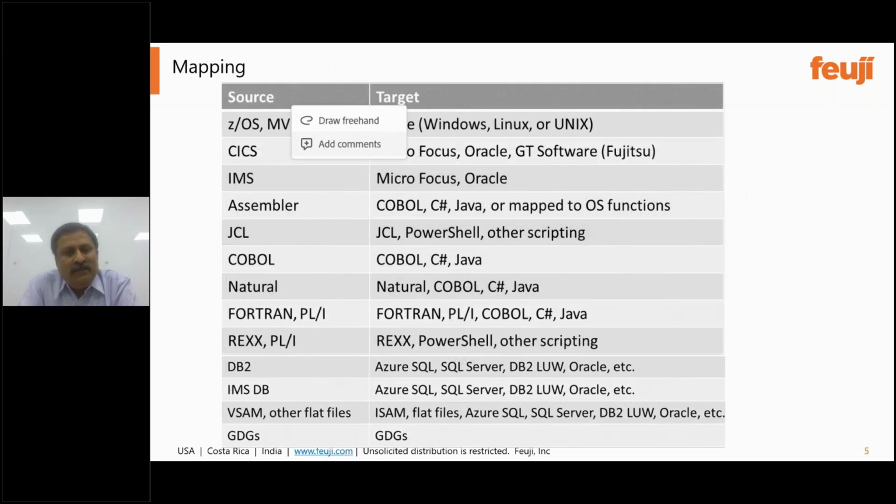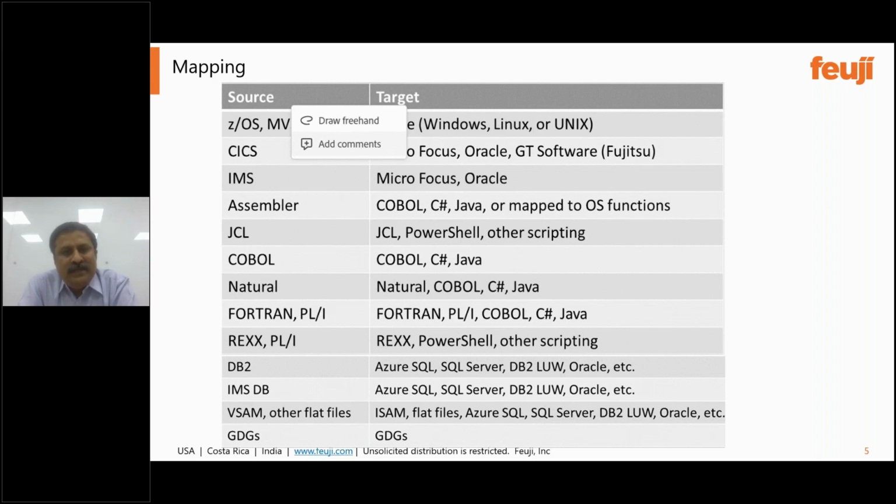So now, what is it that we need to look at when you are doing the migrations? One of the things that becomes all the more important is how do you migrate these things, and what is the target platform when you are migrating mainframes? So operating system, MVS, they can be migrated to Windows, Linux, or Unix.